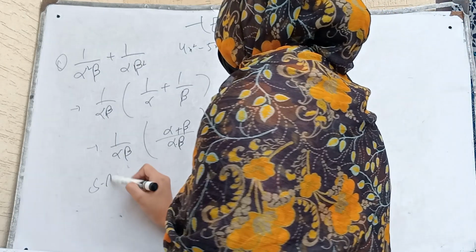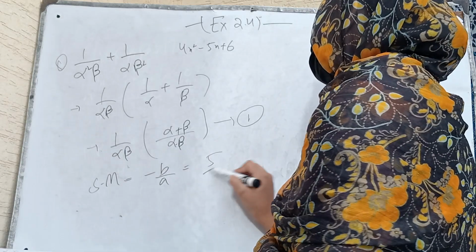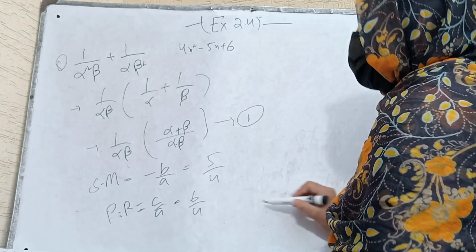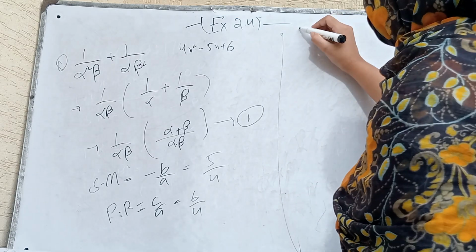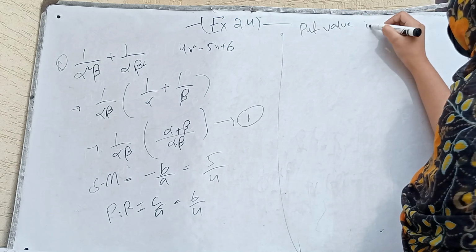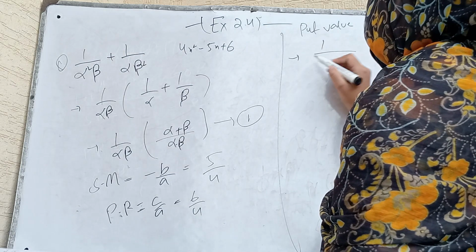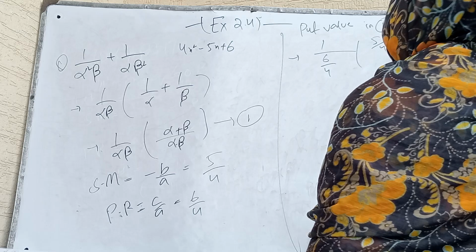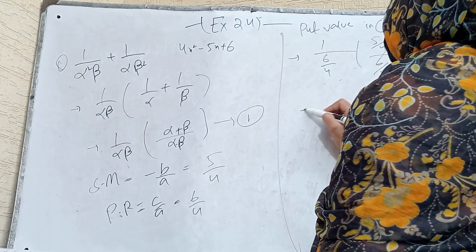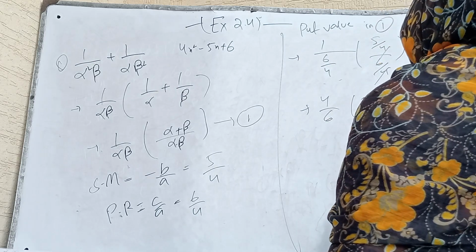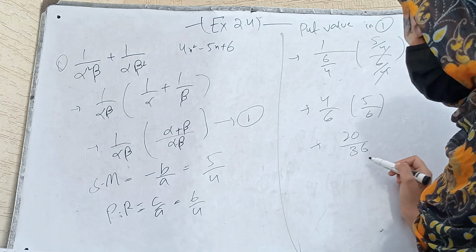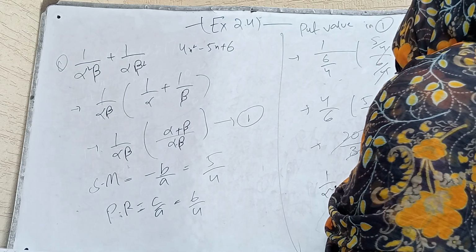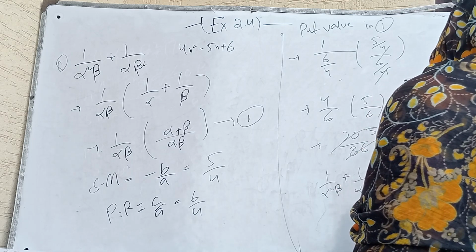So we find the sum of the roots, which is minus b by a, that is minus 5 by 4, and the product of roots, which is c by a, which is equal to 6 by 4. So putting the values into the first equation, we have alpha plus beta, which is minus 5 by 4, divided by alpha beta, which is 6 by 4. 4 cancels, and 4 moves upward, which gives 5 by 6 times 4 by 4, that is 20 divided by 36, and the required answer of 1 by alpha square beta plus 1 by alpha beta square is equal to 5 by 9.